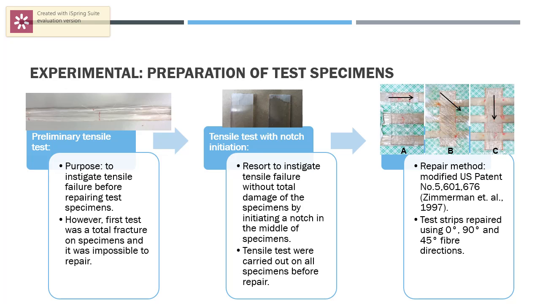Then the fractured test coupons were repaired using the modified patented method for composite joining and repair at 0 degree, 90 degree, and 45 degree fiber direction, as in figures A, B, and C in the slide.